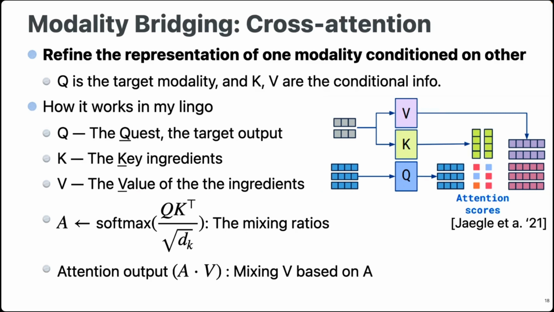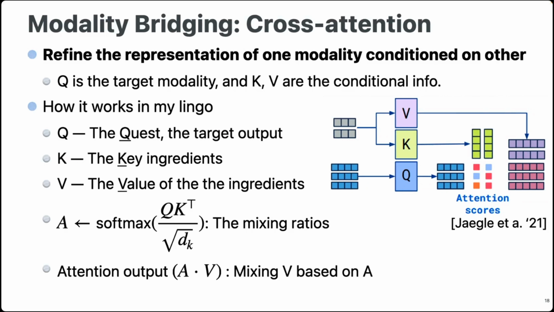Sorry about this, but I always hated the query, key, and value terms because they confused me a lot when I first wanted to learn this. In my lingo, the Q is the quest. This is the thing that we want to get out of the transformer. The key is the key ingredients which we want to mix in with the quest, and we calculate how much we want to mix with those key ingredients. And the value is the value that we want to mix in.